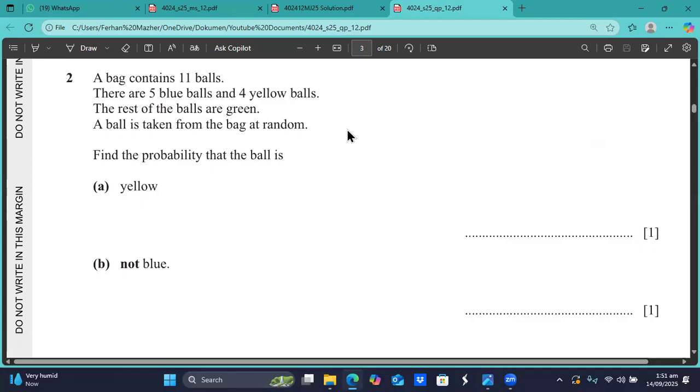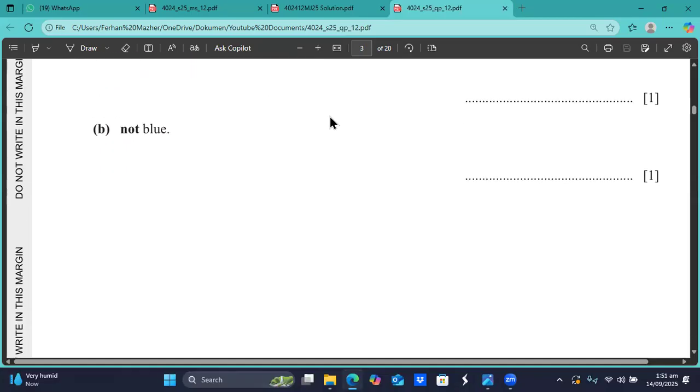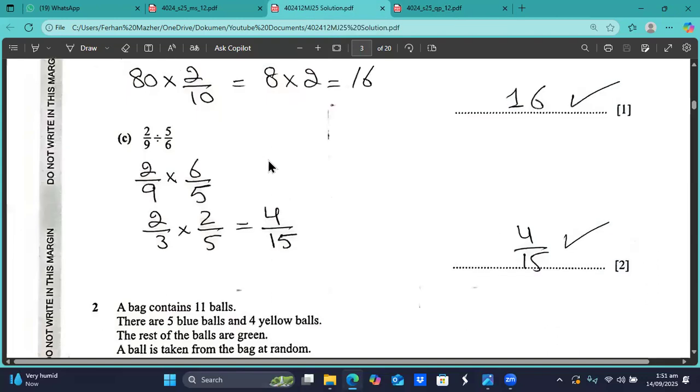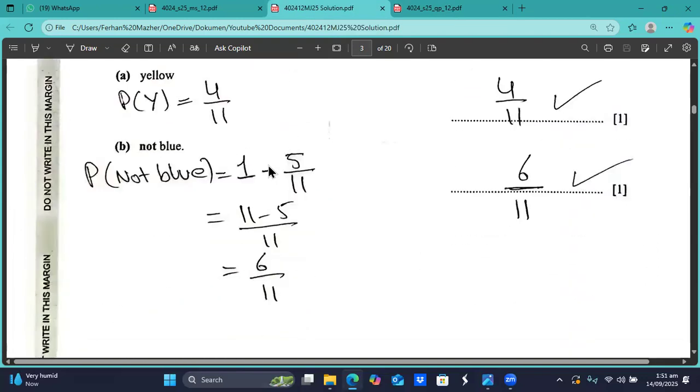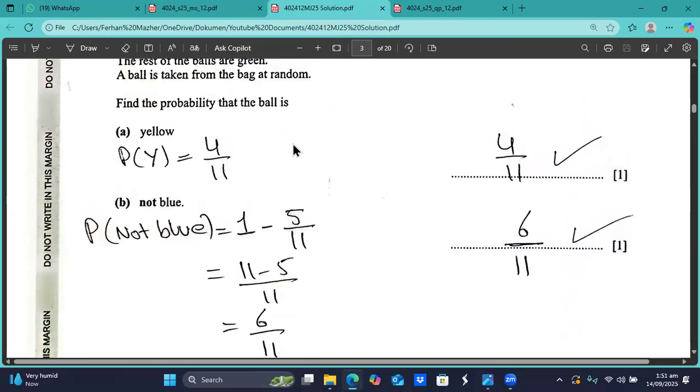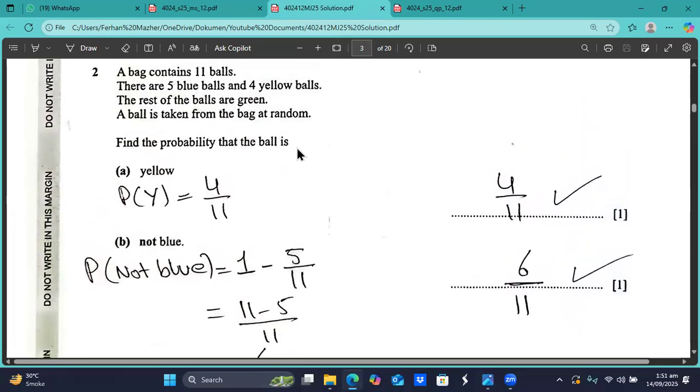A ball is taken from the bag at random. Find the probability that the ball is yellow. Okay, and then their question is not blue. So this is their question. The probability of getting a yellow ball will be 4 by 11, because there are 4 yellow balls and in total there are 11 balls.